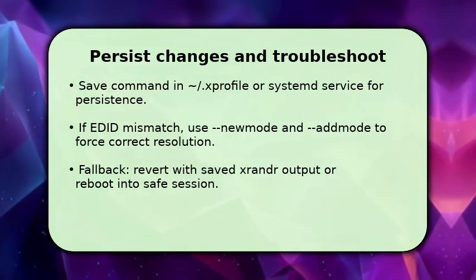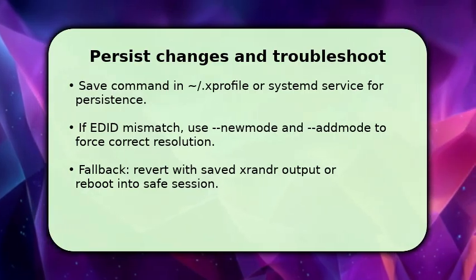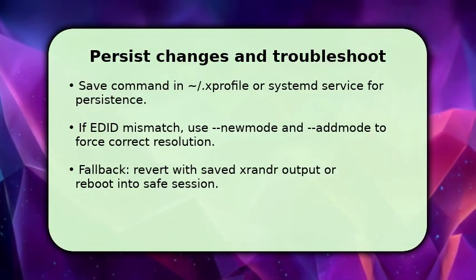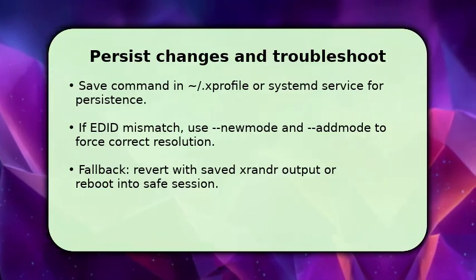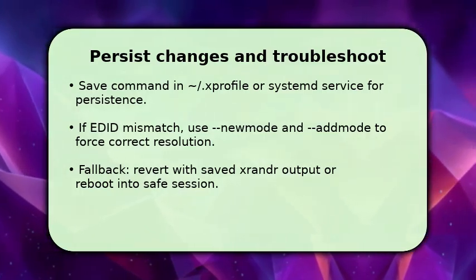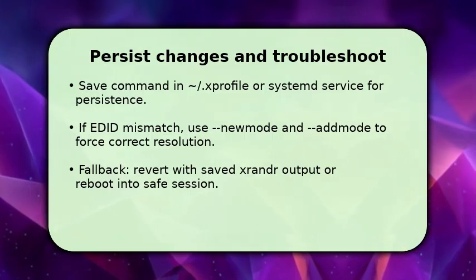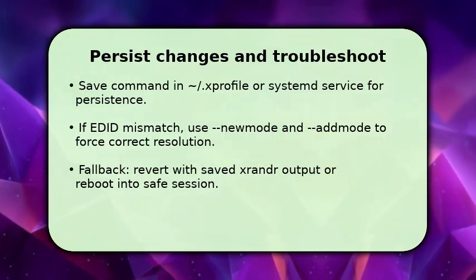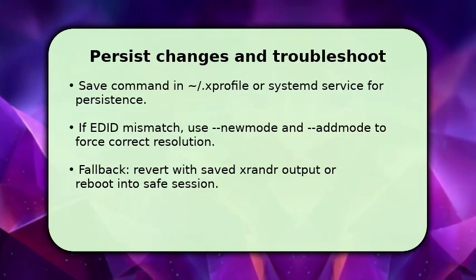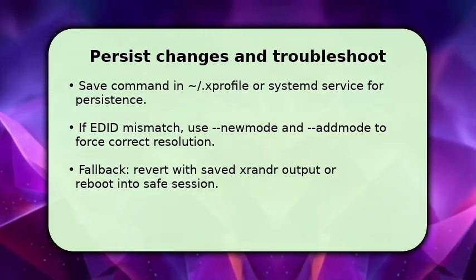If the monitor's EDID prevents the right mode, generate a modeline with cvt, add it with --newmode and --addmode, then reapply. If anything goes wrong, revert using your saved original xrandr output or boot into a safe session and undo the commands. That single troubleshooting tip: keep a rollback copy.